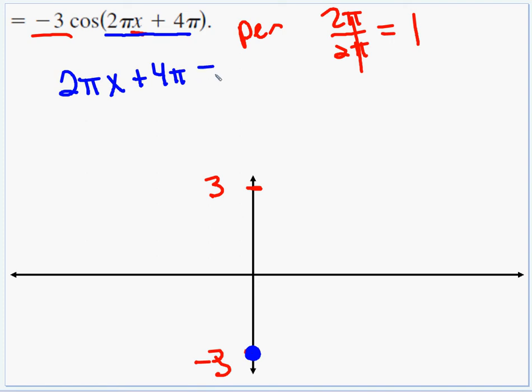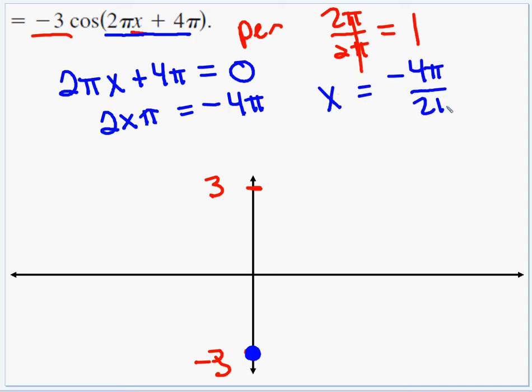We're going to set that equal to 0 because that's where we usually begin our cos graph here. And now let's solve it. Let's subtract. Oops, I should have put my pi first, but you get the idea. Subtract 4 pi. And now we're going to divide both sides by 2 pi. X equals -4 pi divided by 2 pi. So the pi's cancel. -4 divided by 2 is -2.